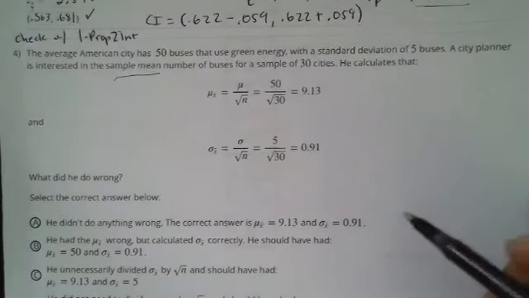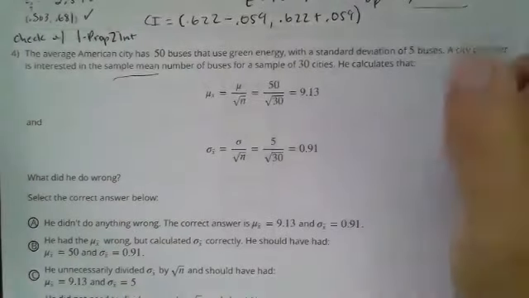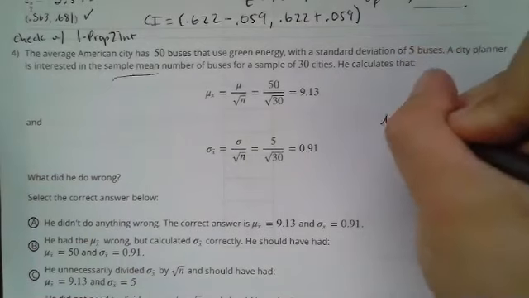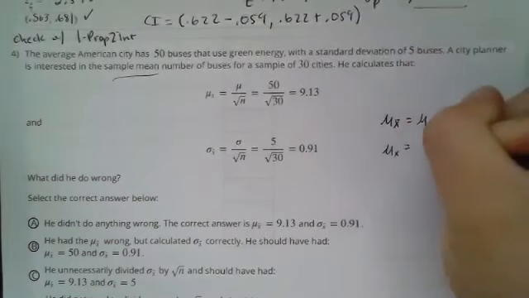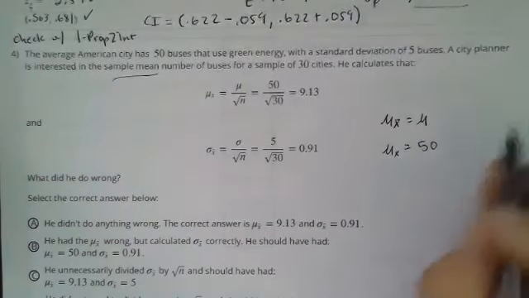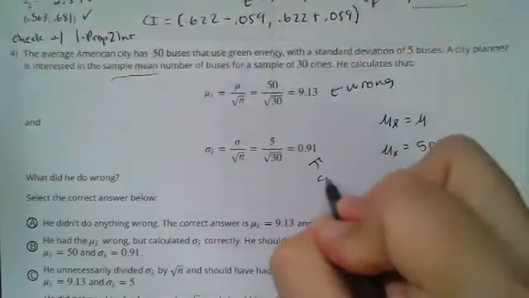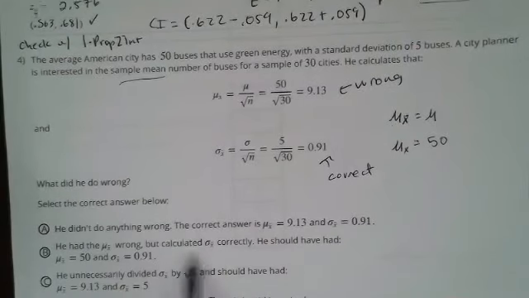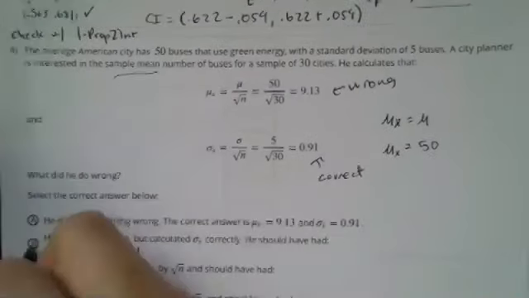So for this one, remember that we're talking about sample mean, and so remember that for the sample mean, mu of x bar is equal to mu. So that means that mu of x bar should have been 50. So he did the mu wrong. So this is what was wrong. However, this is correct. So what he did was he had the mu of x bar wrong, but he calculated this correctly. He should have had 50 and then a sigma of x bar of 0.91. So it's B.